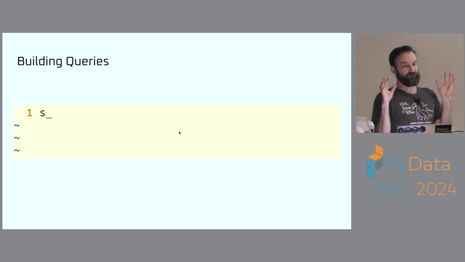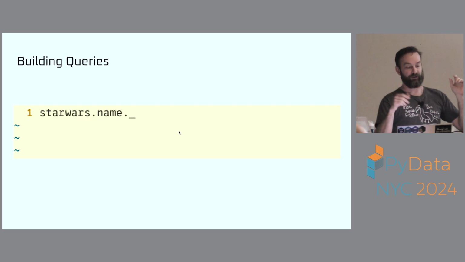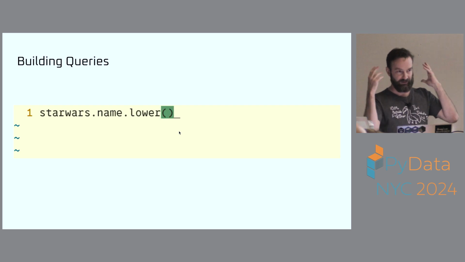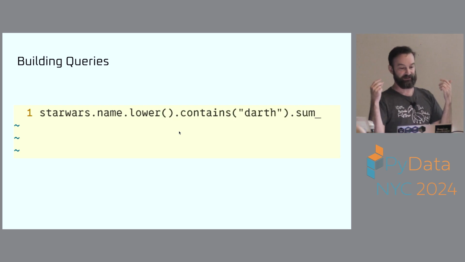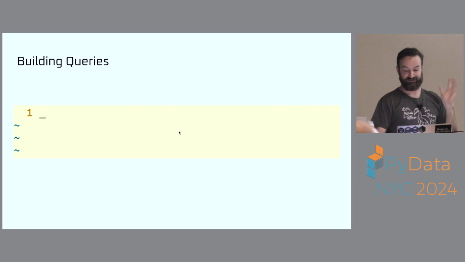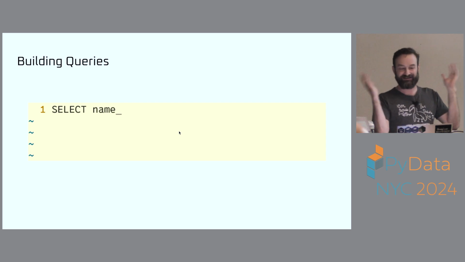Also just point out, when you are writing these things, I like to work this way, I like to chain. I have this table, I want the name column. Okay, now I want to lowercase it. Does it have Darth in it? Yeah, it does. Can I sum that? Sweet, done. That's it. If you're writing this in SQL, even if you know where you're going, it's not great.